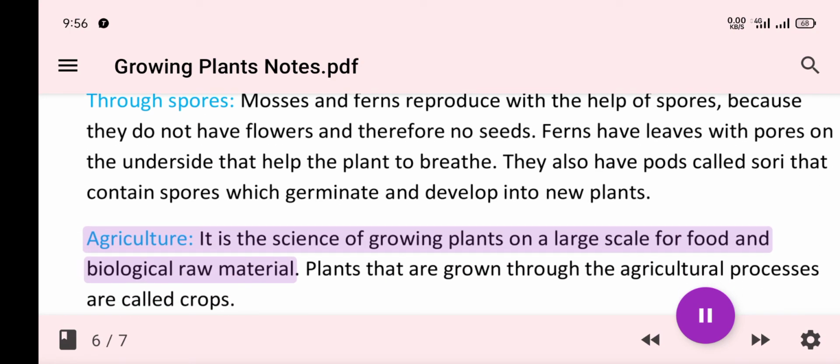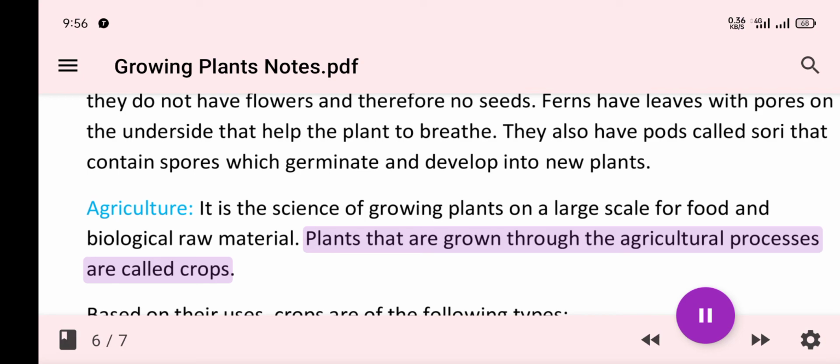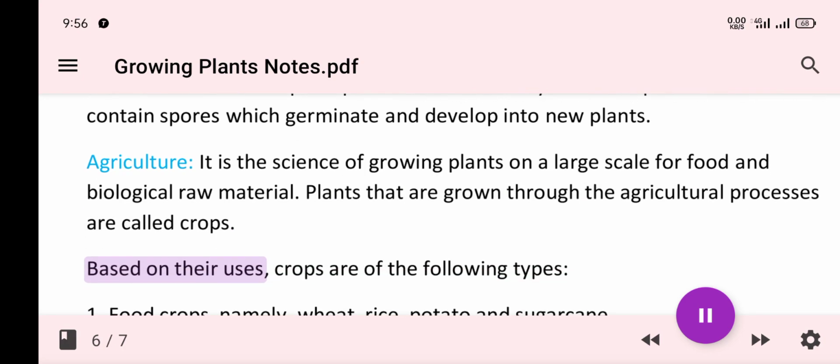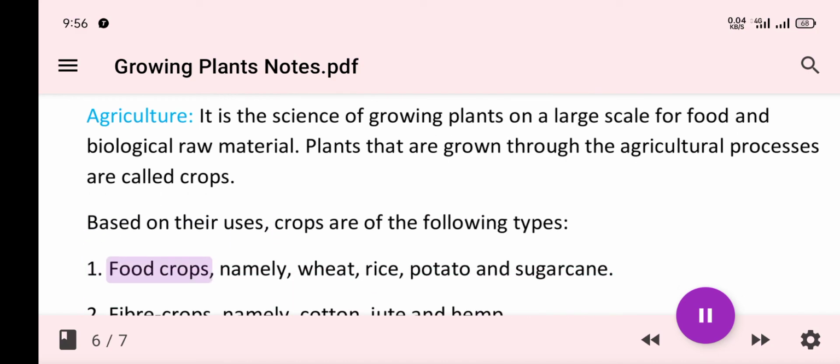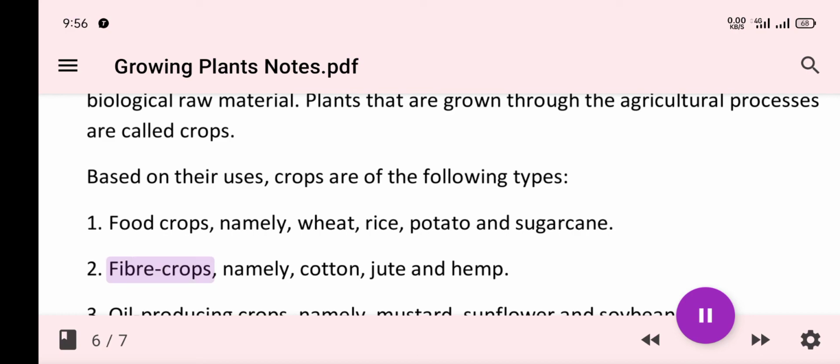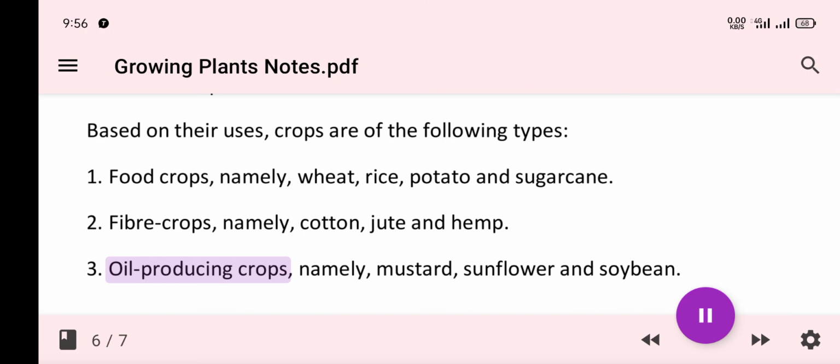Agriculture. It is the science of growing plants on a large scale for food and biological raw material. Plants that are grown through the agricultural processes are called crops. Based on their uses, crops are of the following types. 1. Food crops, namely, wheat, rice, potato and sugarcane. 2. Fiber crops, namely, cotton, jute and hemp. 3. Oil-producing crops, namely, mustard, sunflower and soybean.